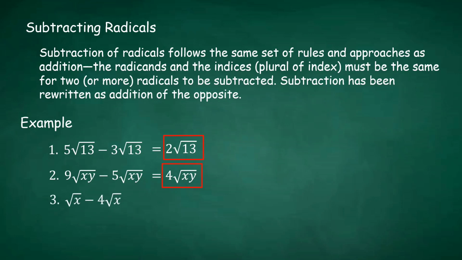Number 3. Square root of x minus 4 square root of x. The two terms have the same radicand and index, and now we can subtract their coefficients, which is negative 1 minus 4, is equal to negative 3, and then copy the square root of x, so the final answer is negative 3 square root of x. Number 4. The two terms have the same radicand and index. We can easily subtract both coefficients, which is 8 minus 1, is equal to 7, and then copy the cube root of x squared, so the final answer is 7 cube root of x squared.